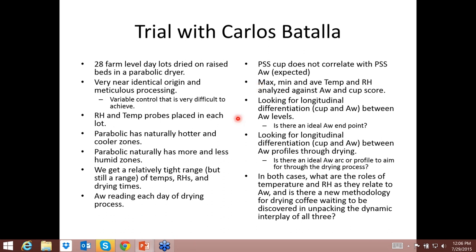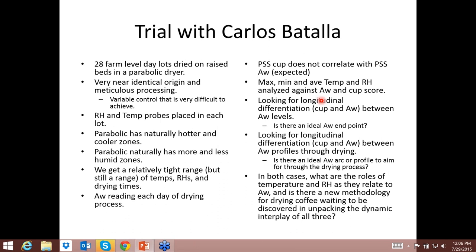Now, the parabolic naturally has slightly hotter and cooler zones. It also has naturally slightly more and less humid zones. So what we end up getting is a relatively tight range, but still a range of temps, humidities, and drying times over this very, very uniform group of coffee lots. So we have very similar coffee, a slight range with specific zones that we get to compare as we keep cupping these coffees.